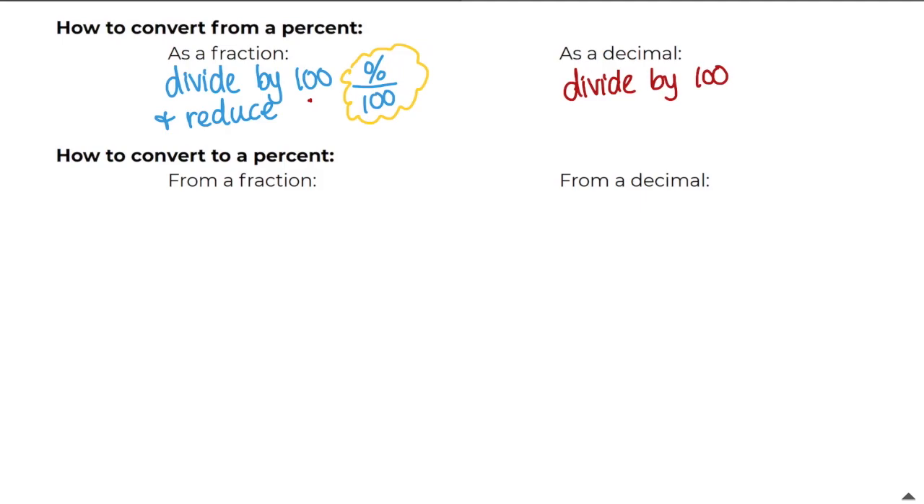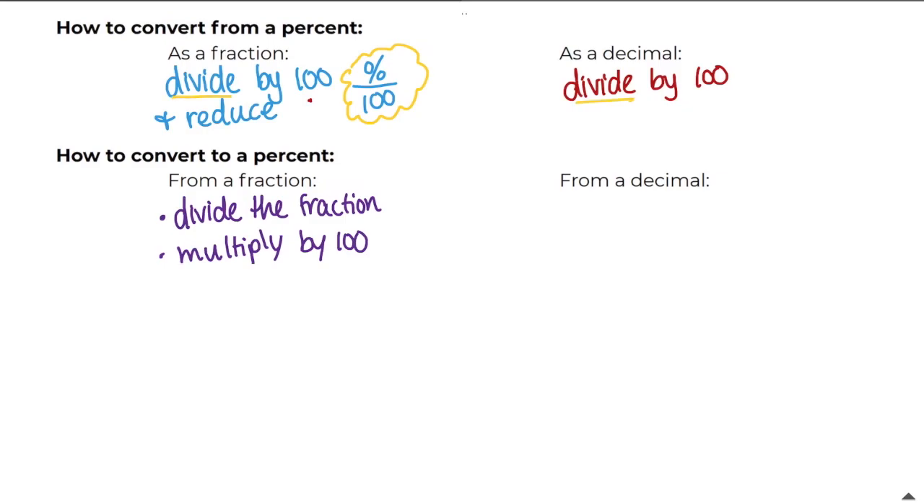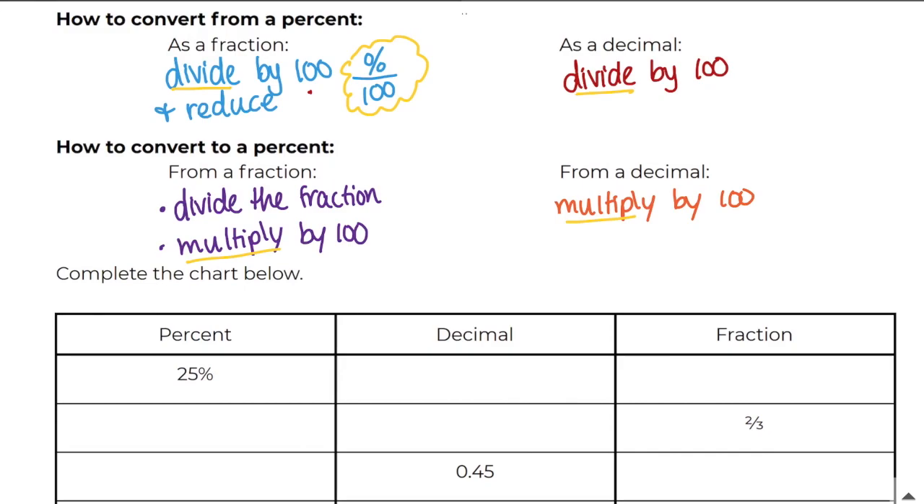Now, how to convert to a percent from a fraction. Here, you divide the fraction, and then this time you multiply by 100. If you're given the percent, you would divide. If you're given the number and you're trying to find it as a percent, you would multiply. Same thing from a decimal: you just multiply by 100. So to find a percent, you multiply. To convert a percent to something else, you divide. Let's try some examples.